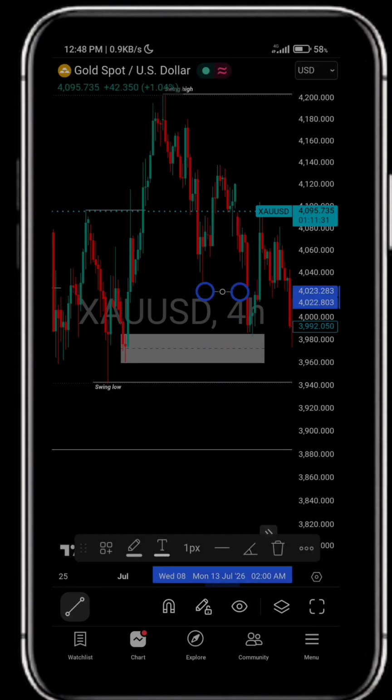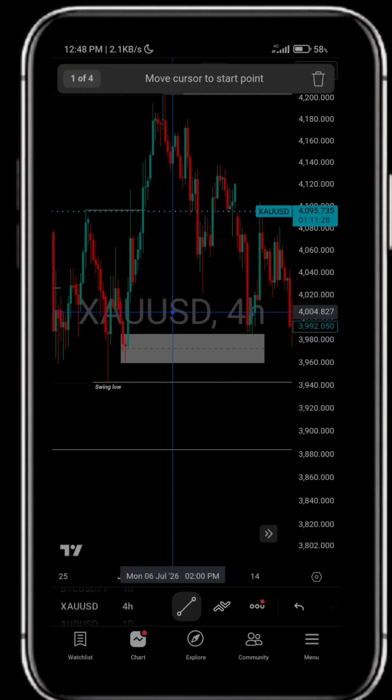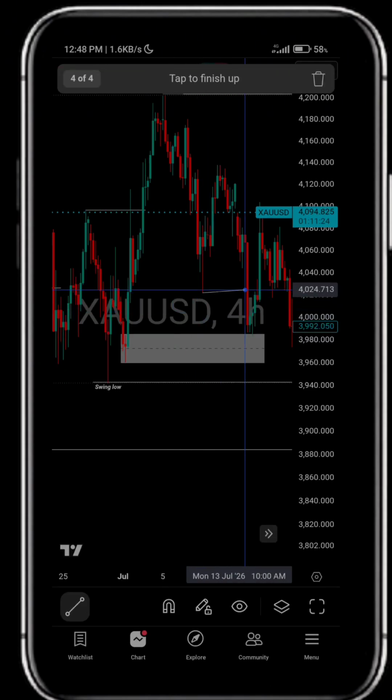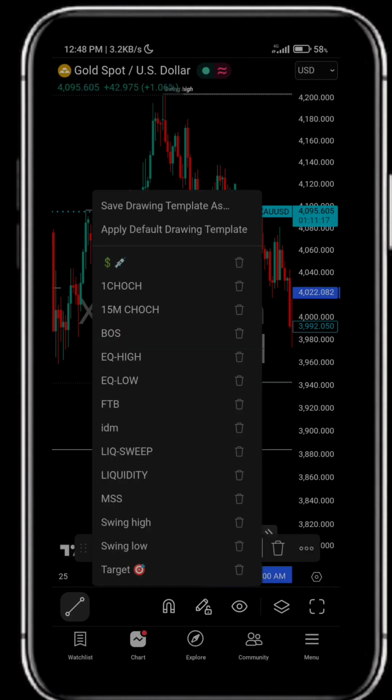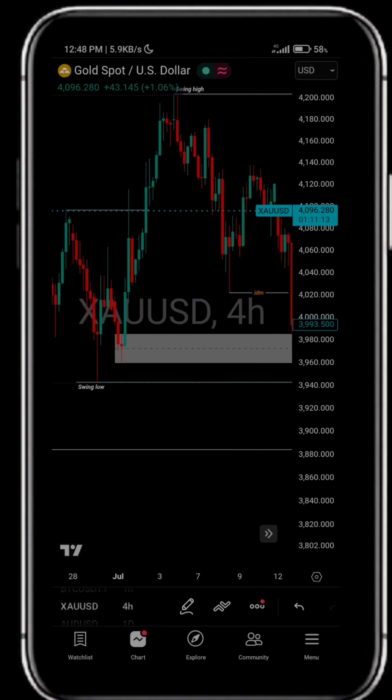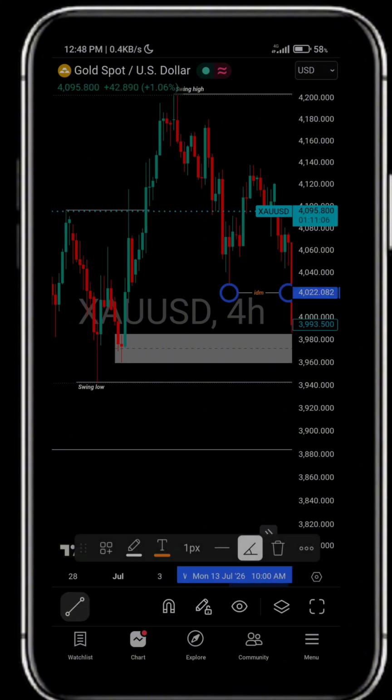So this is more like an A plus setup. Price did exactly what it should. So I'm going to put that as an inducement. Normally, I would have put the inducement here. I would have preferred it being here.